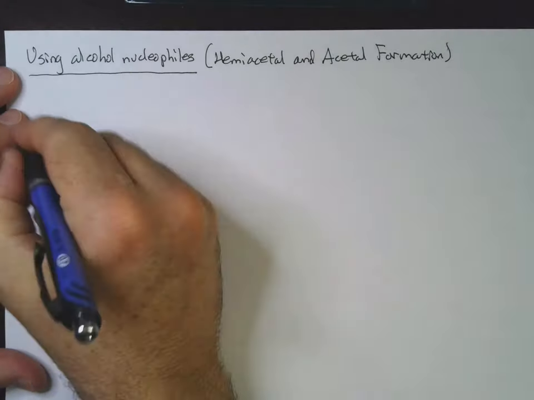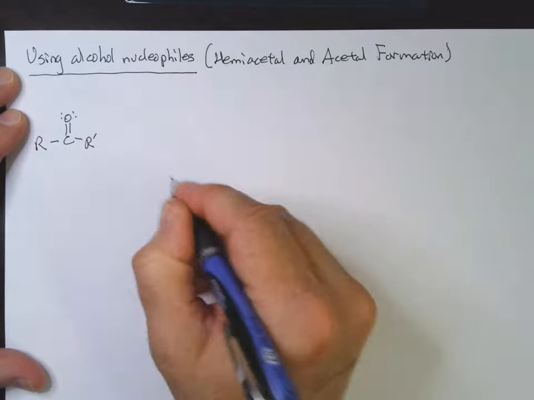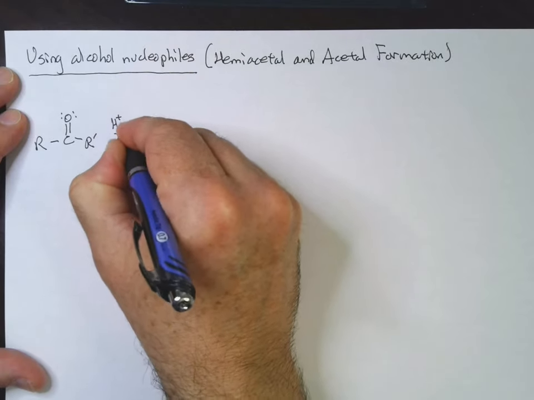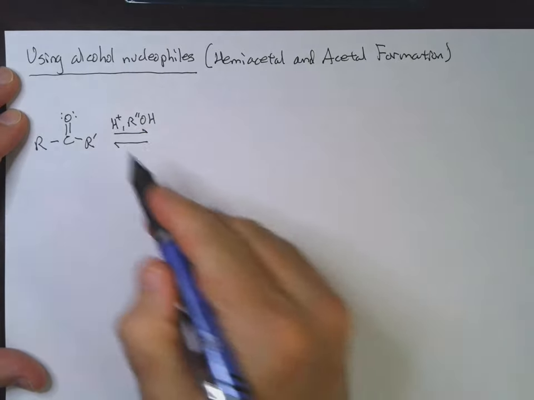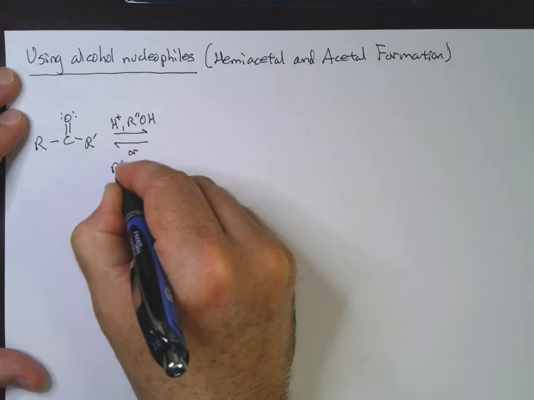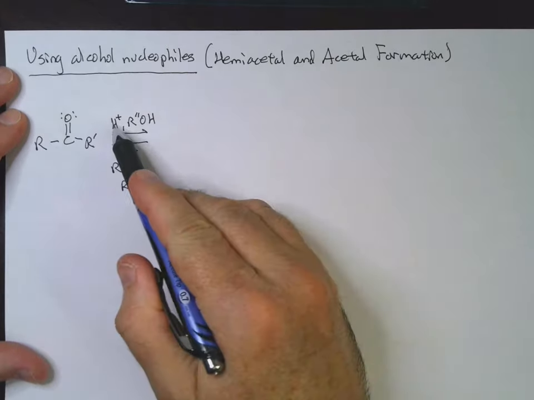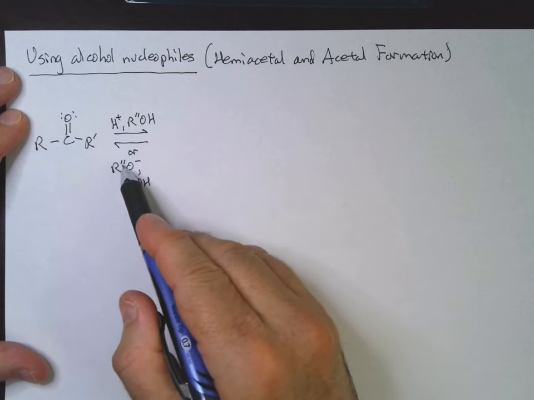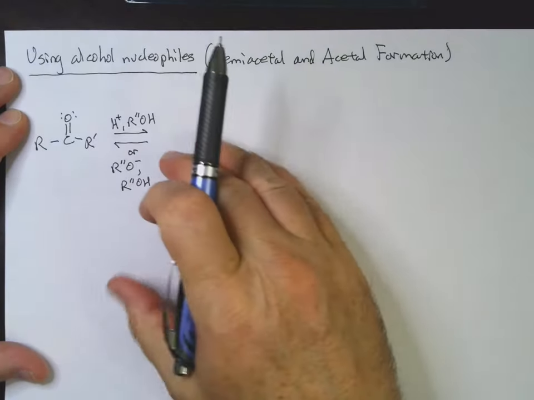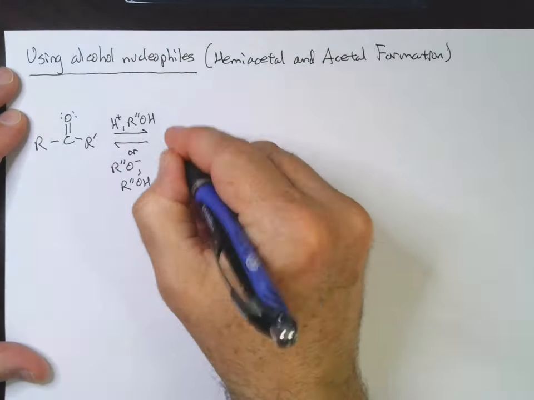All right, so our reaction would be our aldehyde or ketone here. And we'll go ahead and then treat this with acid, so H plus, and an alcohol. So I'll just call that R double prime OH. Or R double prime O minus and R double prime OH. So we can either use acid, H plus, and our alcohol, or the equivalent alkoxide and alcohol. So it's basically the same reaction, only done in alcohol instead of water.